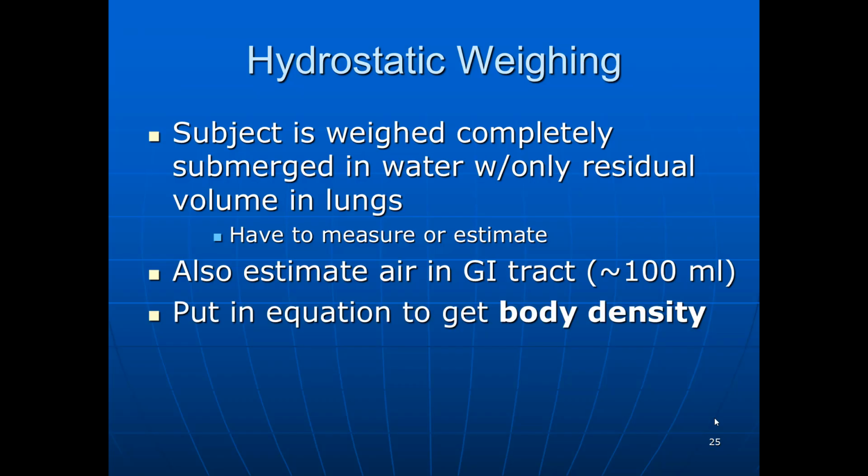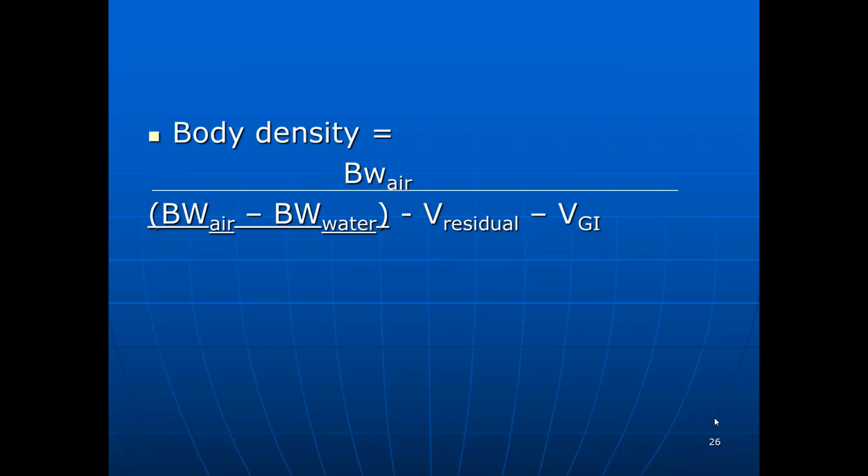So we put all of this in an equation, and we get body density. This is what that equation looks like: body weight in air divided by the loss of body weight when you go underwater, minus the residual volume, minus the gastrointestinal air, which we assume to be 100 milliliters. The water density comes into play also, because it can affect your weight. Water density, as we said earlier, is about 1, but it depends on the temperature. So if you do this test in the lab, you're going to have to measure the water temperature, and then find the water density at that given temperature.